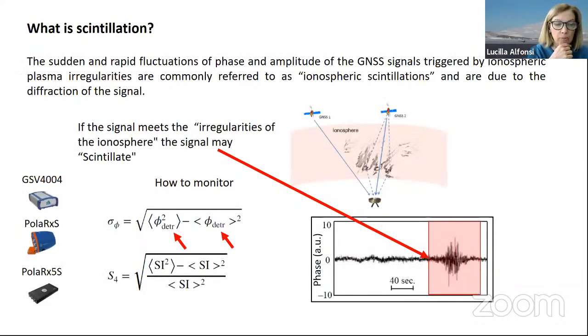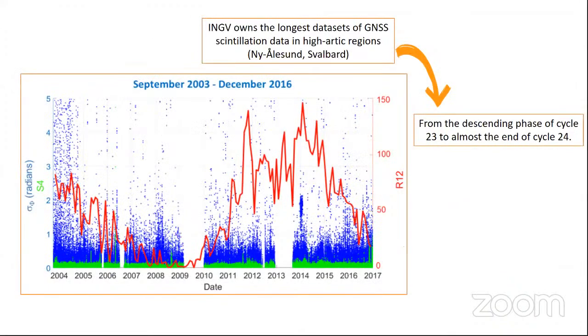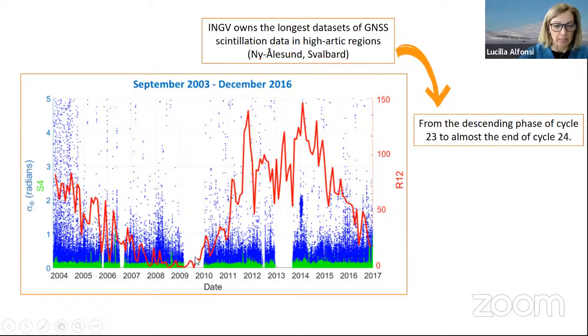So what we monitor in particular are the scintillation indices that are defined as reported here, just to remind you what we consider the scintillation indices. And for the entire data set, you can see two big gaps of data, between 2009 and 2010 and here in 2013, but anyhow with a good coverage along the period from the end of 2003 to the end of 2017.